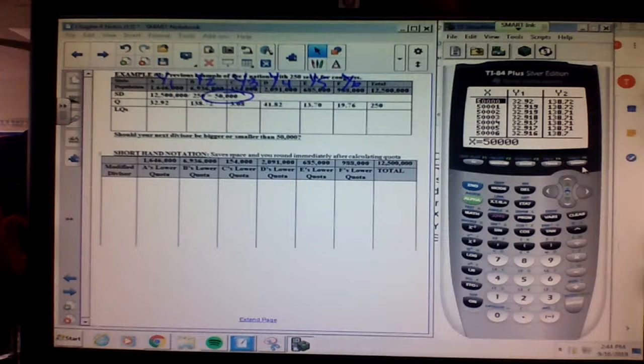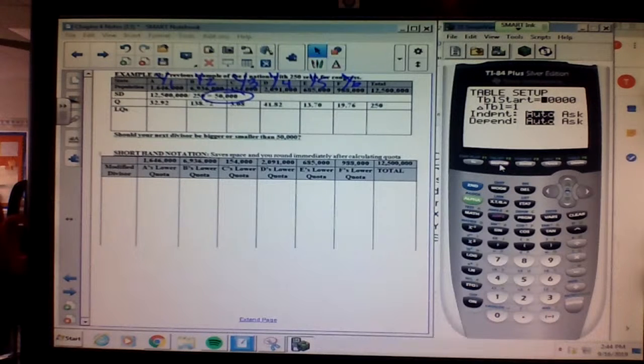Look at your tables. Look at the standard quotas that I already gave you. 32.92, 138.72. If I scroll over, there's 3.08, there's 41.82, there's 13.7, there's 19.76. So all you need to do from here on out is go back to your table start and tell it what to divide by. Every time you guess, you change this, go back to your table, and then put down your numbers. You don't have to sit there and divide each one individually. Your calculator will do it for you.